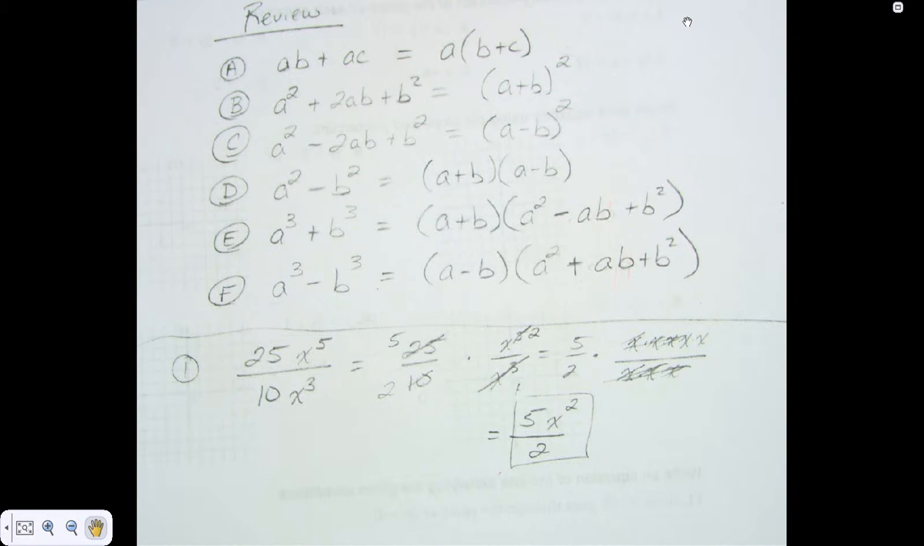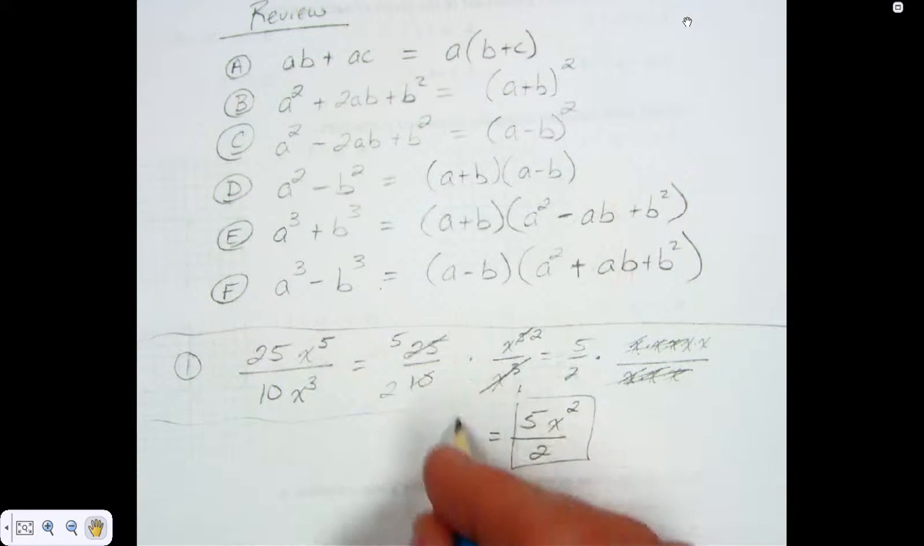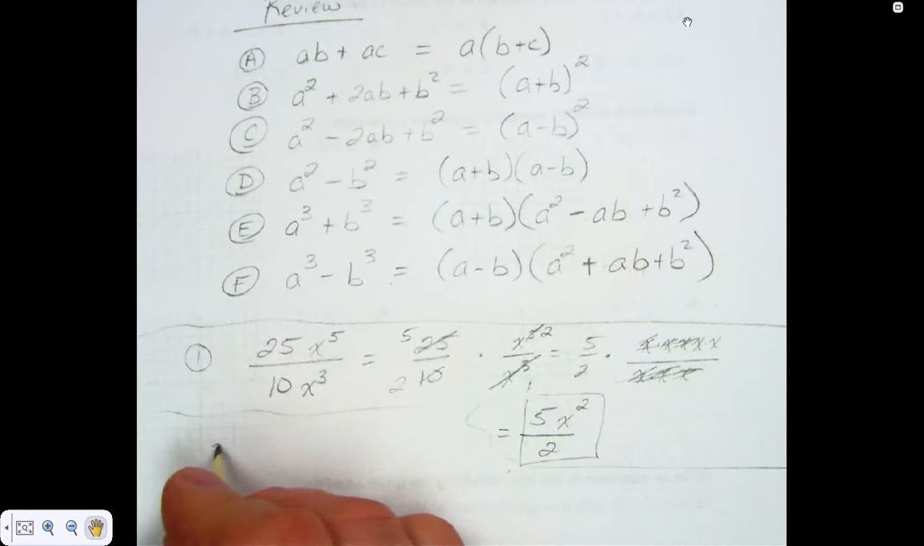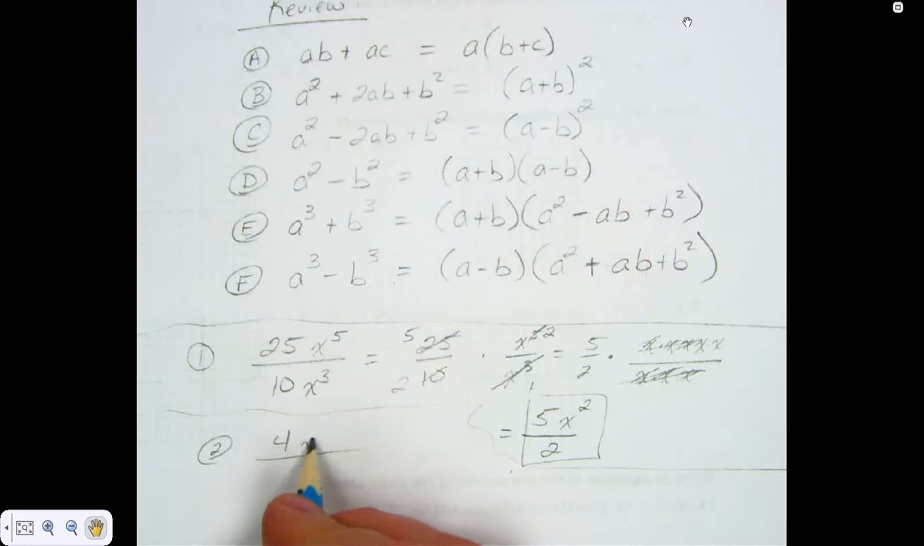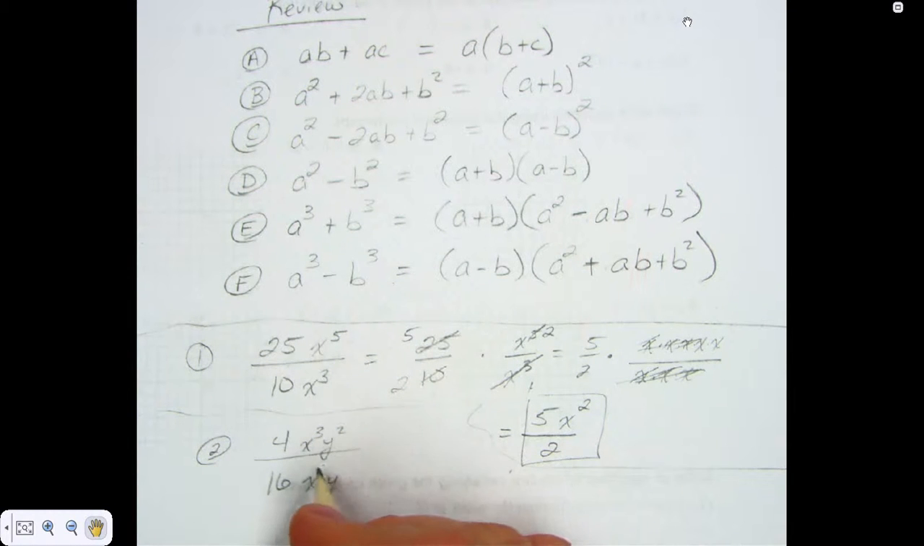Any questions on that? Do you guys think you can do those? Those are pretty easy. Well, maybe we do one more, and do it without breaking it down so much. Let's go, how about 4x to the 3rd y to the 2nd over 16x y. Or no, x to the 5th y. How about that?